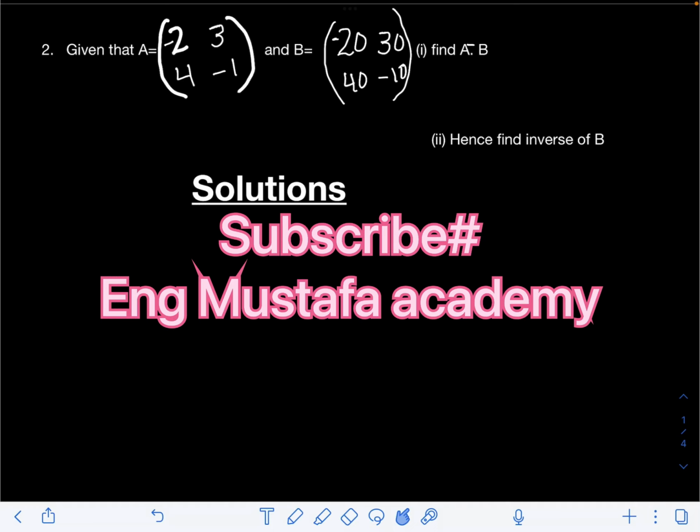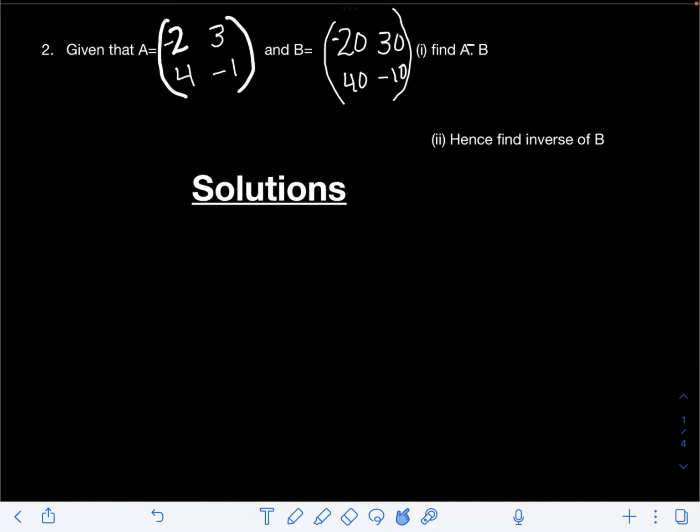We have done the first question in the previous video, which was a bit different from this one. This one says: find the inverse of matrix A, which is given as -2, 3, 4, -1, and matrix B is given as -20, 30, 40, and -10. The first question says find the inverse of matrix A times B, and the second question says hence find the inverse of B.